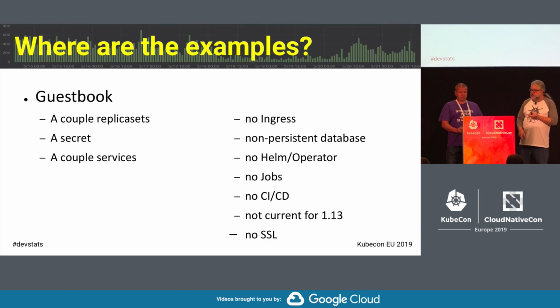It doesn't have ingress, the database is non-persistent, there's no operator or Helm or any other way that you would actually deploy this as an app. There aren't any jobs or cron jobs, there's no CI/CD. It's not current for 1.13, which is when we started working on this, certainly not current for 1.14 or 1.15 now. Nothing is SSL. It's definitely miles away from being an example production application, designed to be as simple as possible.